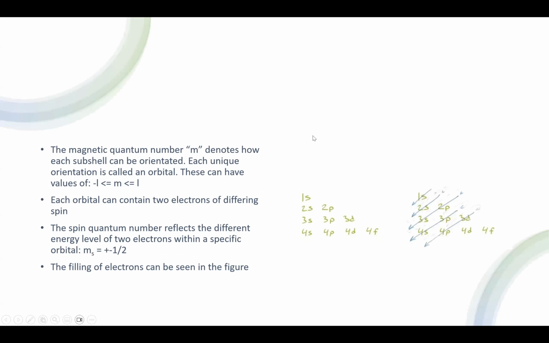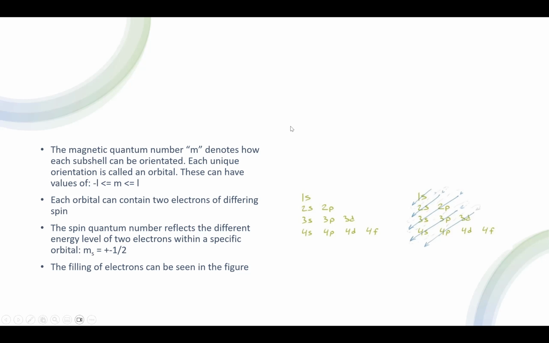And then the magnetic quantum number m denotes how each subshell can be orientated. Each unique orientation is called an orbital, and these can have values of minus L to L. Each orbital can contain 2 electrons of differing spin, and these spin quantum numbers reflect the different energy level of the 2 electrons within a specific orbital. These are denoted with ms, plus or minus 1/2.